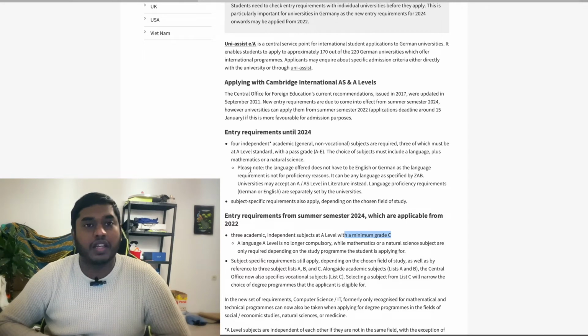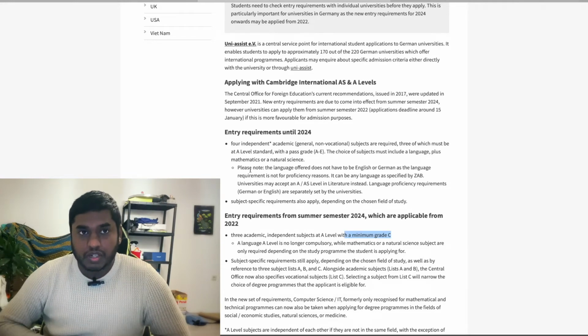So it means you can even apply if you have four E's, and if there is a place in the university, if there is a vacant seat, you will get admission. You can also apply if you have three D's and one E. So the main thing is that you have a pass in all the four subjects.